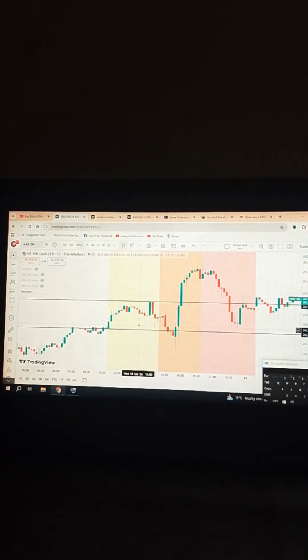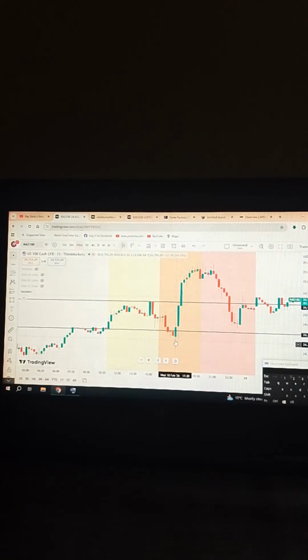Before Nasdaq opens, you mark the previous session's high and low. Then what you do, guys, is you wait for the market to sweep liquidity.